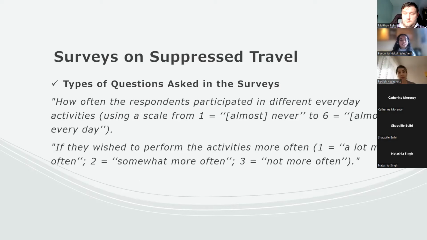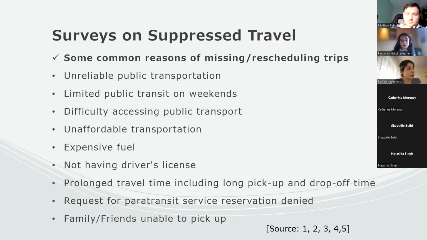And again, one study, we found that they used a Likert scale to gauge how often the respondents participate in different activities and if they wish to perform the activities more often. And on a scale of 1 to 3, where 1 is a lot more often and 3 is not more often. So there are different types of questions and language used. Which is interesting, as well as it gives us room to think about what type of question might give us better opportunities to gain more insightful information.